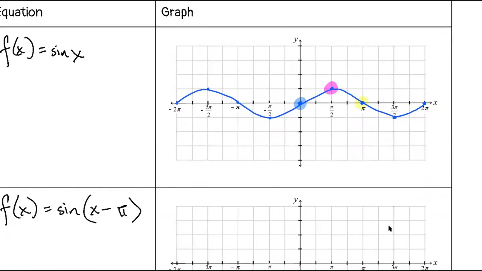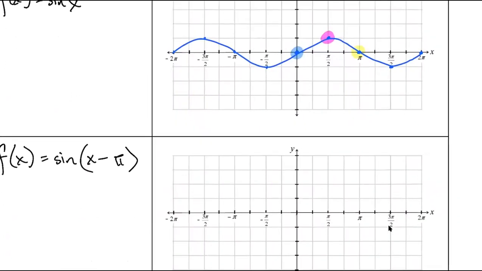Okay, so we're going to take all 3 of these points and move them to the right pi. And if you're not sure, well, how am I supposed to count by pi? Look at the numbers on the x-axis, right? The blue point is literally moving to where it's labeled pi. So try not to worry too much about not knowing how to count by pi. All these grid lines are already marked for you so it should be a little bit easier to figure out where it goes, okay? Now the pink point is going to go here and the yellow point will go here.